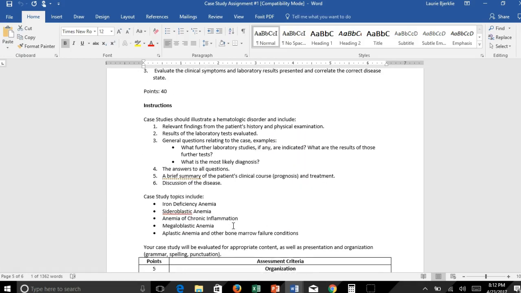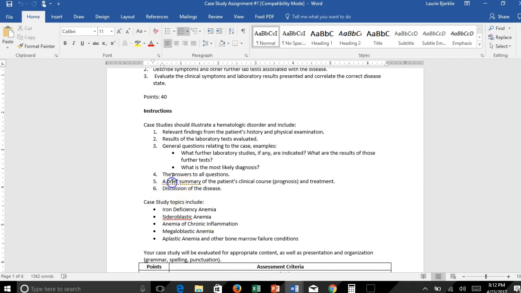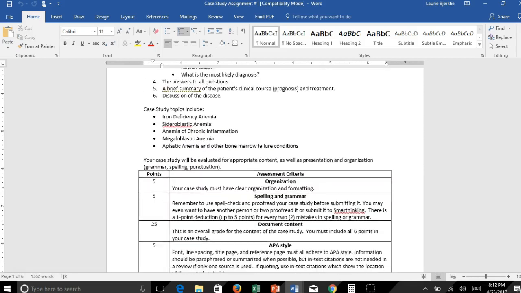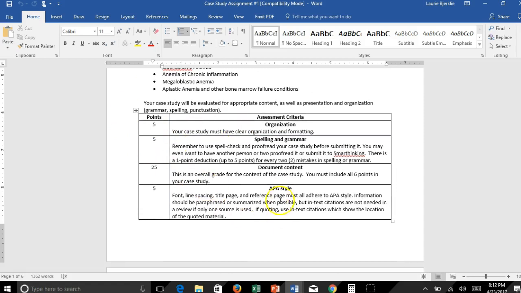So when I go back up to the criteria, that should have hit everything else. So the way that I'm going to grade it is seen here. You get 5 points just for organizing it. It should be very clear, formatted nicely. You get 5 points for spelling and grammar. That's a big one. Don't just not spell check it and all that. That's easy points to lose.